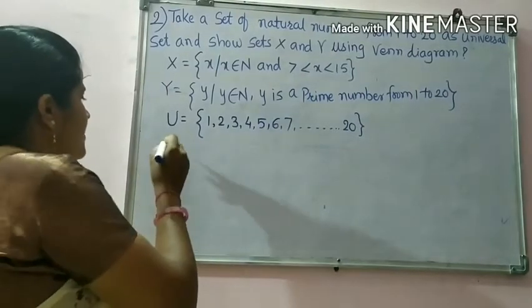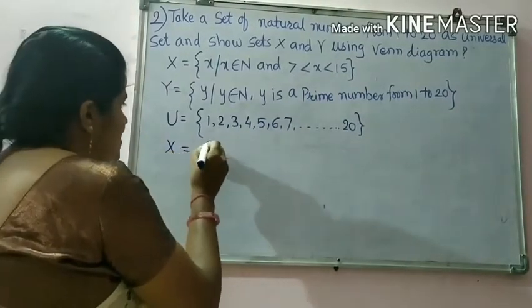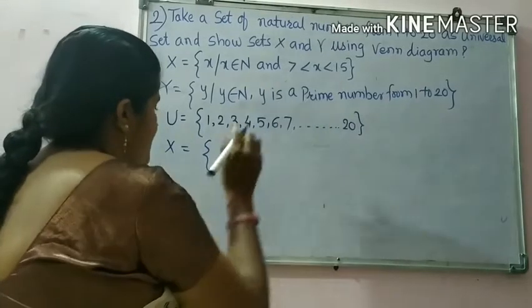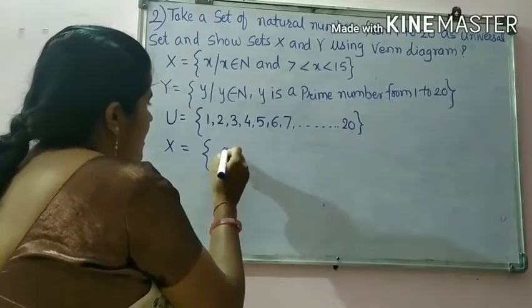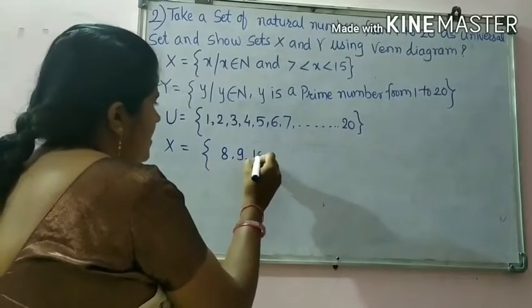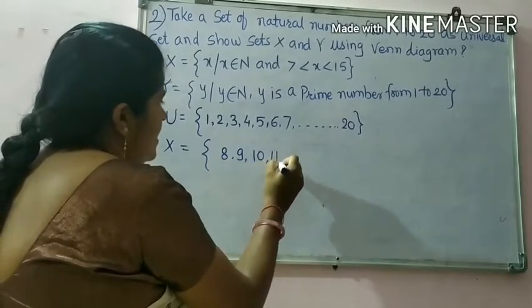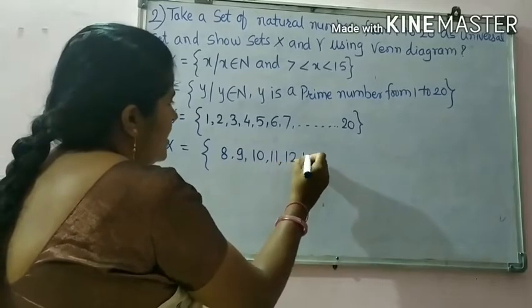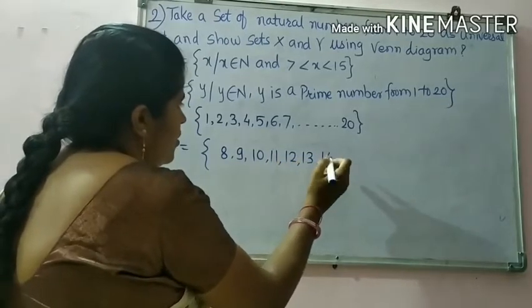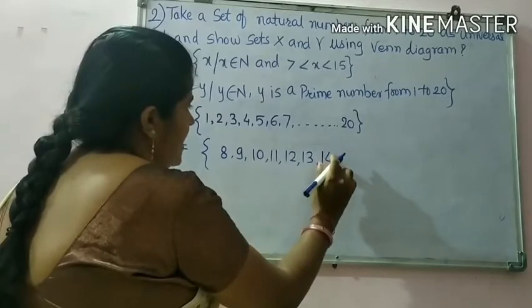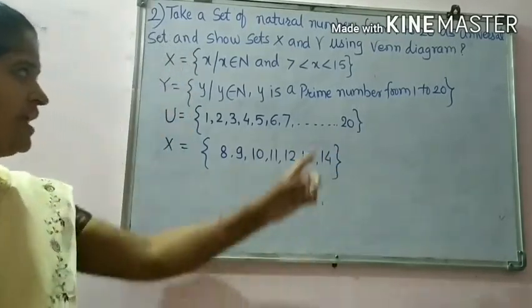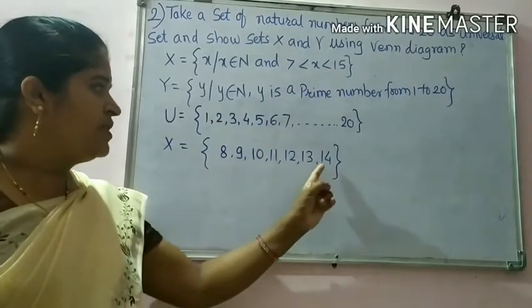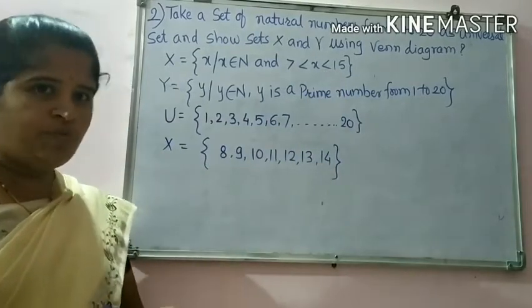So what are the elements of set X? X is equal to, now 7 is less than X, so therefore 8, 9, 10, 11, 12, 13, 14. These are the elements of this set X, because here X is less than 15. So therefore our elements are up to 14.